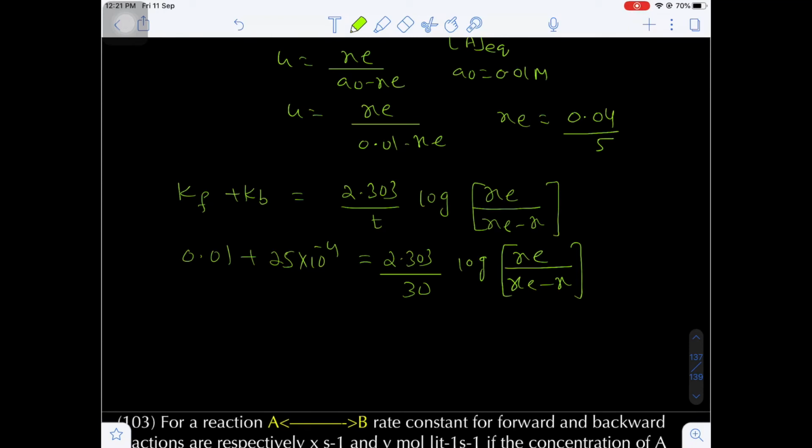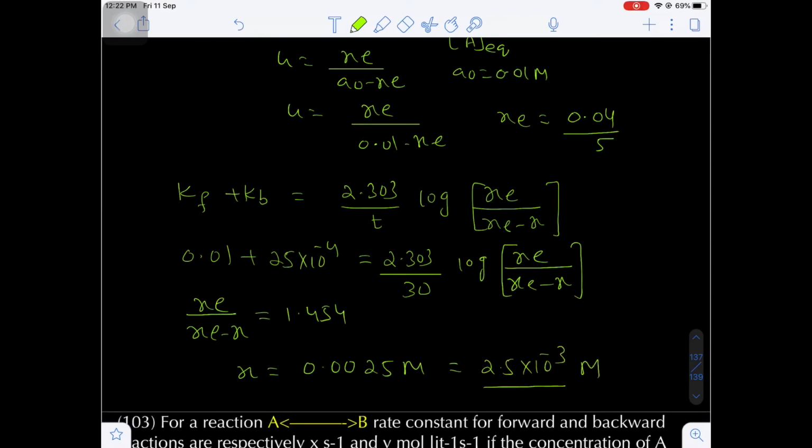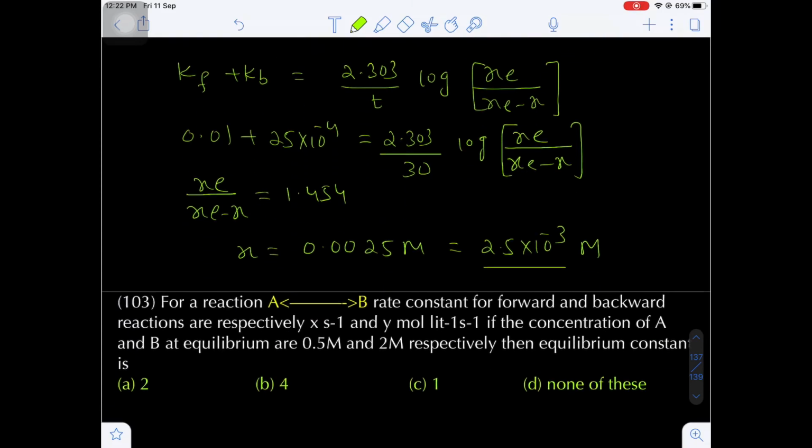Okay. Now here after simplification of this, Xe divided by Xe minus X value equal to 1.454. Here we know the Xe value. From here we can find the X value. So finally X value equal to 0.0025 molar. Nothing but 2.5 into 10 raised to minus 3 molar. This is the concentration of product B after a time interval 30 seconds.